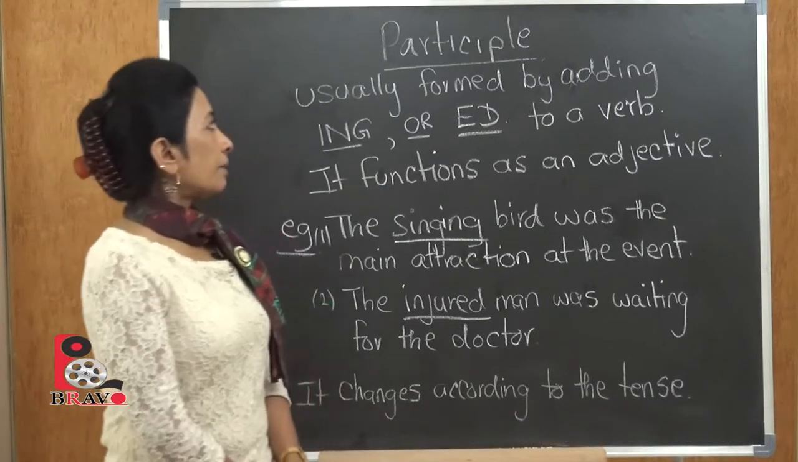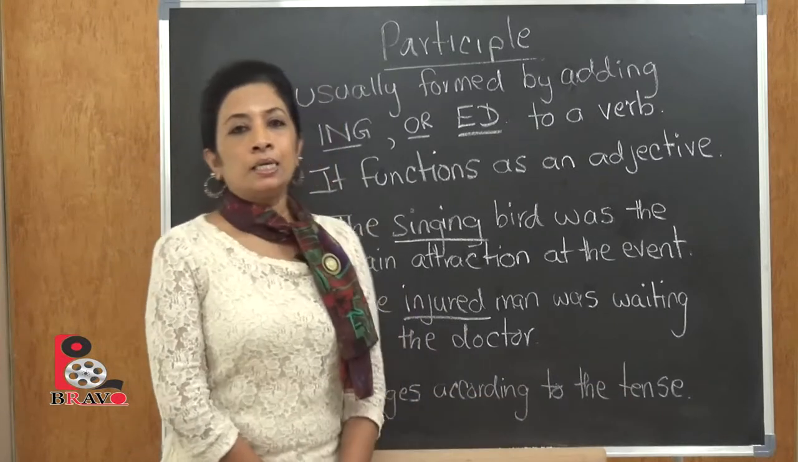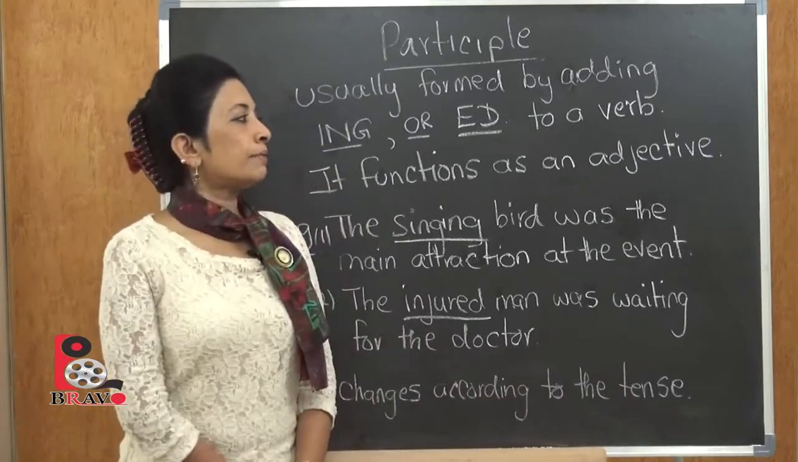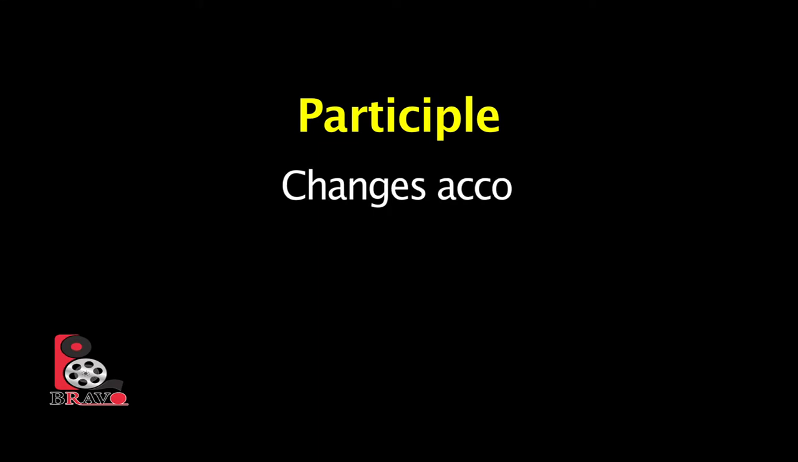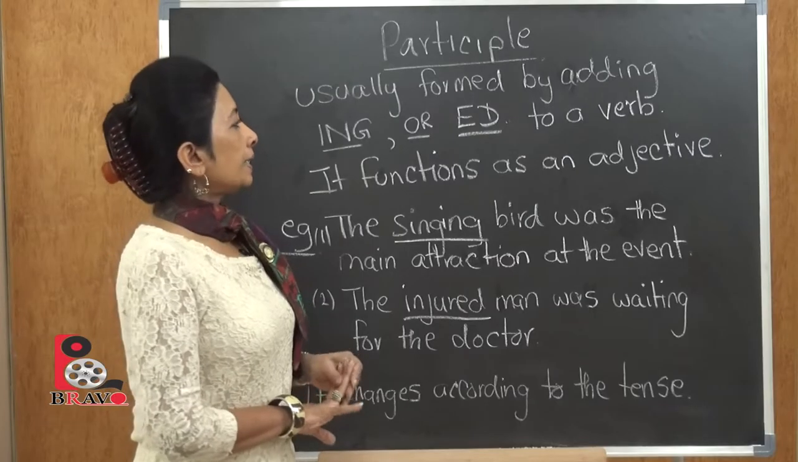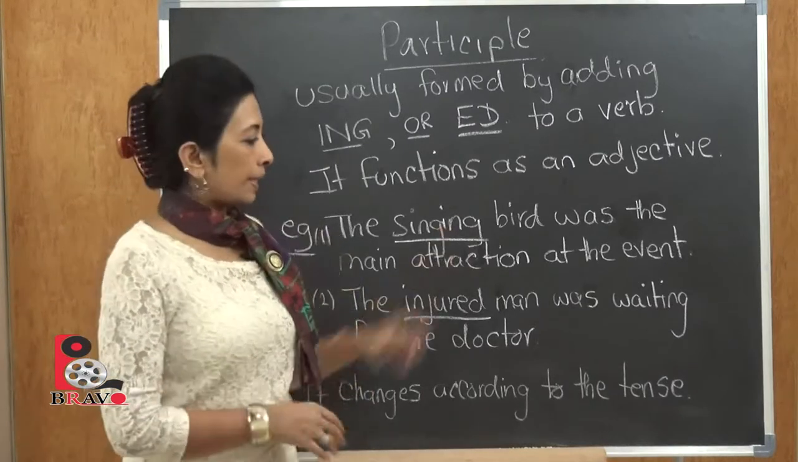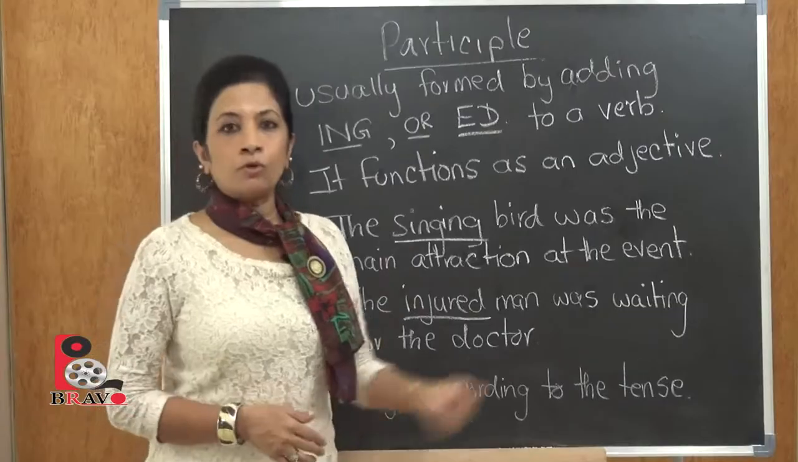Now the participle changes according to the tense. So the verb will become the adjective and it changes according to the tense: past tense, present tense, future tense. And there are two types of participles that we need to look at here. So that will be our next exercise and then we'll go from there.